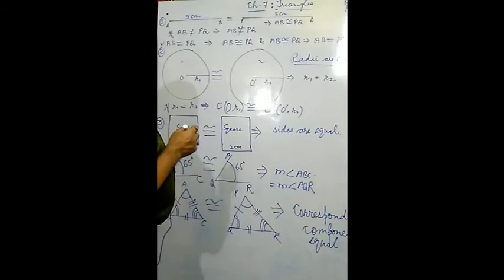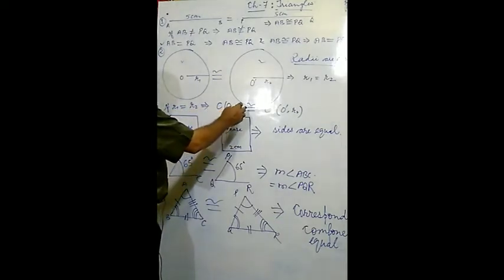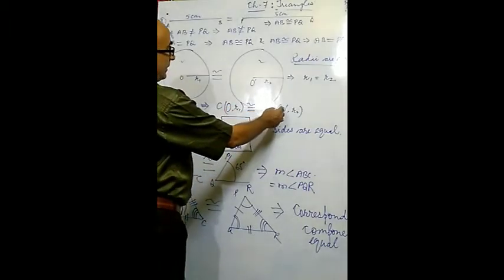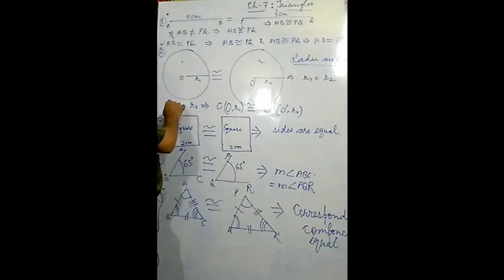In the same way, if R1 equals R2, meaning the radii of the two circles are equal, then circle C(O, R1) is congruent to circle C(O dash, R2). What does this mean? Both the circles are congruent if and only if R1 is equal to R2.